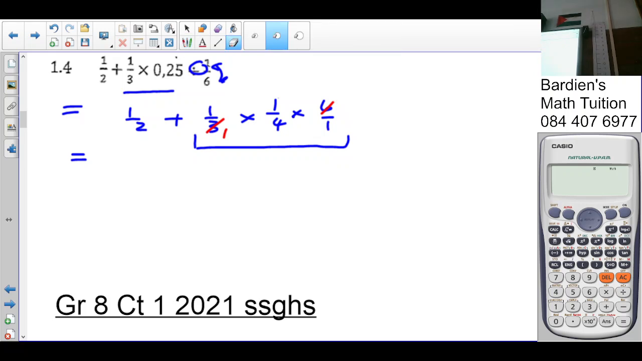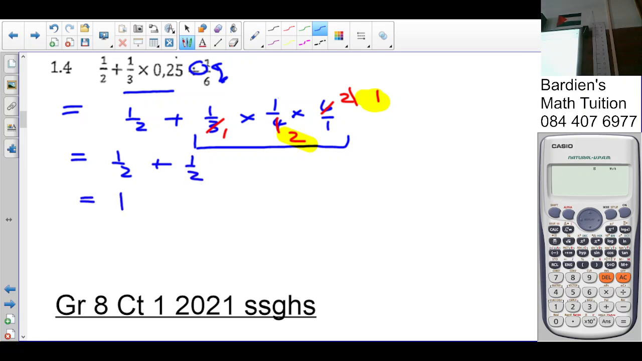2 goes into 2 once, 2 going to 4 twice. So what are we left with? We left with 2 in the denominator and 1 on top, not so? So what do we have? Well, half plus a half. What's a half plus a half? 1. Oh, 2 over 2, which is 1.